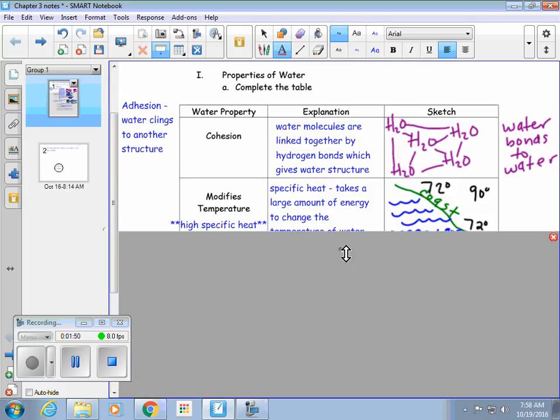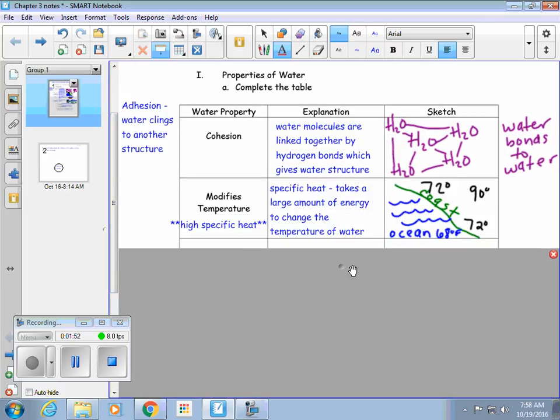The next property is that water has a very high specific heat. So what does that mean? It means that it takes a lot of energy to heat or to cool the temperature of water. If the temperature of Lake Ontario is going to go up in the summer, it takes a lot of energy to be able to do that.